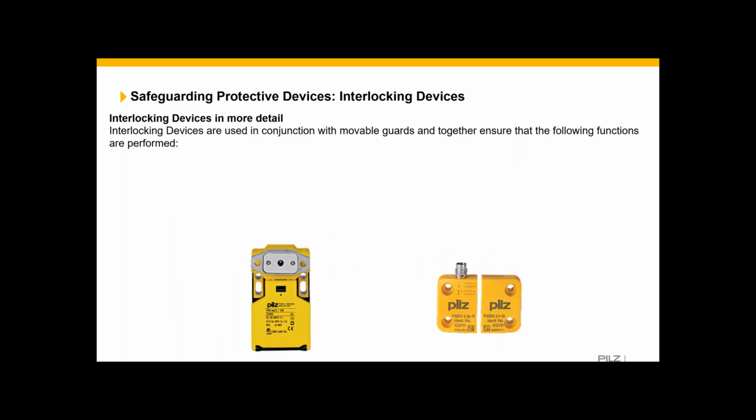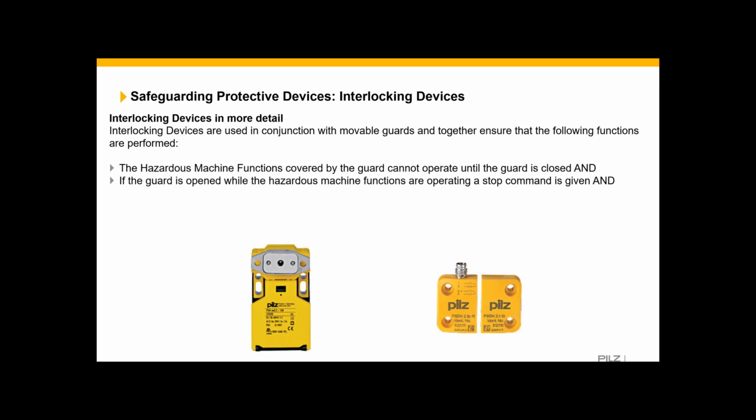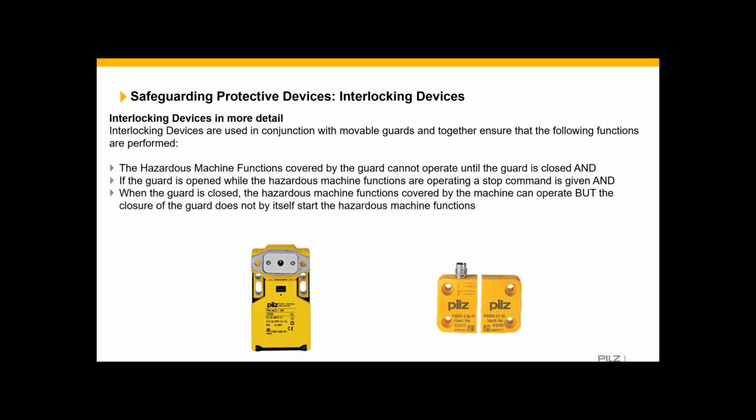So, interlocking devices in more detail. Interlocking devices are used in conjunction with movable guards, and together they ensure that the following functions are performed. The guard remains closed and locked until the risk due to the hazardous machine movements has disappeared. The hazardous machine functions covered by the guard cannot operate until the guard is closed, and if the guard is opened while the hazardous machine functions are operating, a stop command is given. And when the guard is closed, the hazardous machine functions covered by the guard can operate, but the closure of the guard does not in itself start the hazardous machine functions.